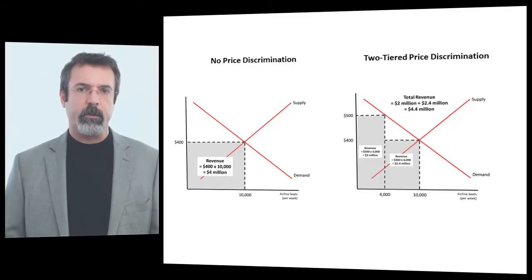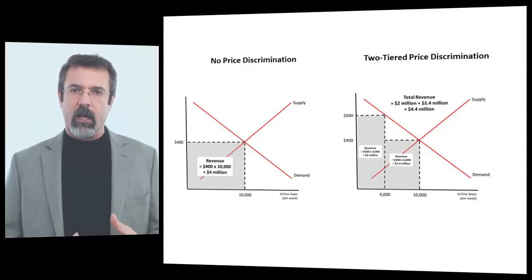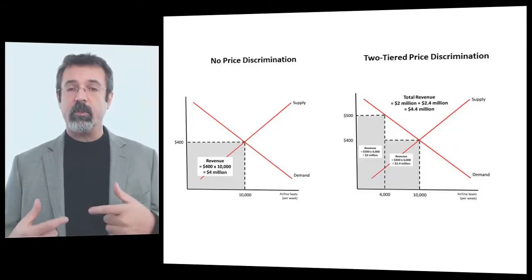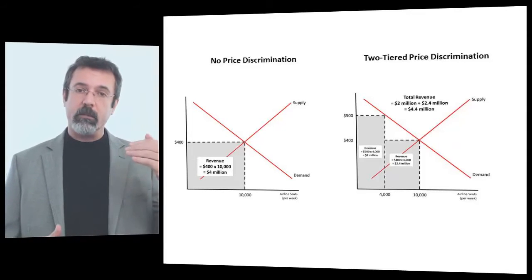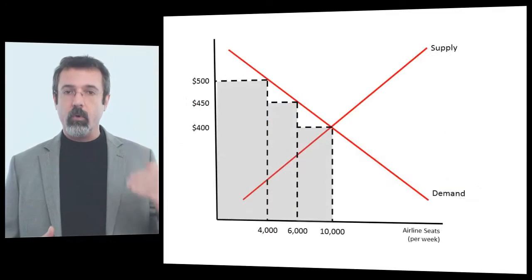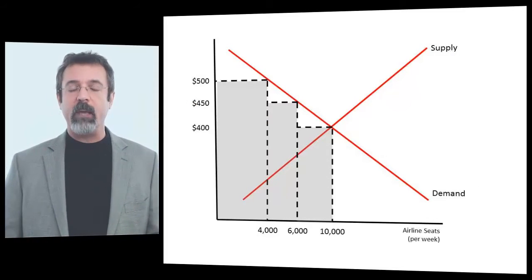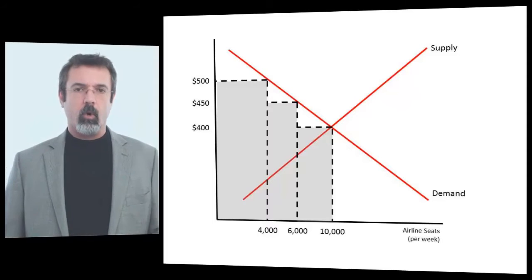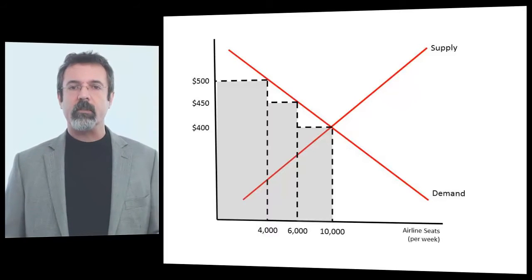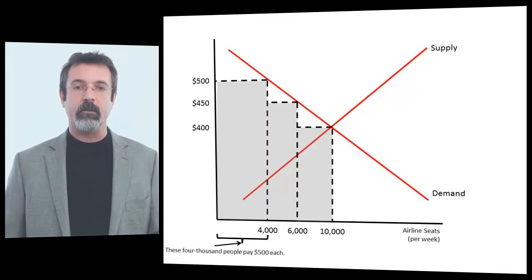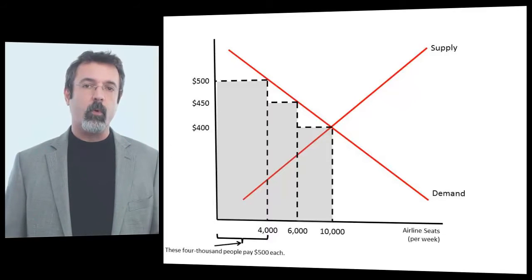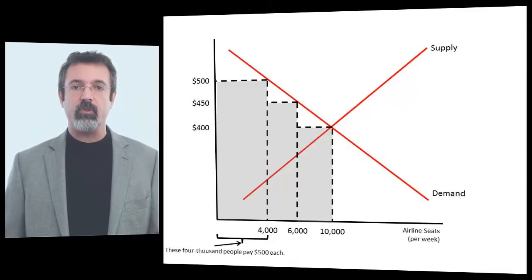Now let's push the example. Suppose the airline could separate the customers into 3 groups. Those who are willing to pay $500 a ticket, those who are willing to pay $450 a ticket, and those who are only willing to pay $400 a ticket. According to the demand curve, there are 4,000 customers who are willing to pay $500 a ticket. So those 4,000 customers will generate $2 million in revenue for the airline.